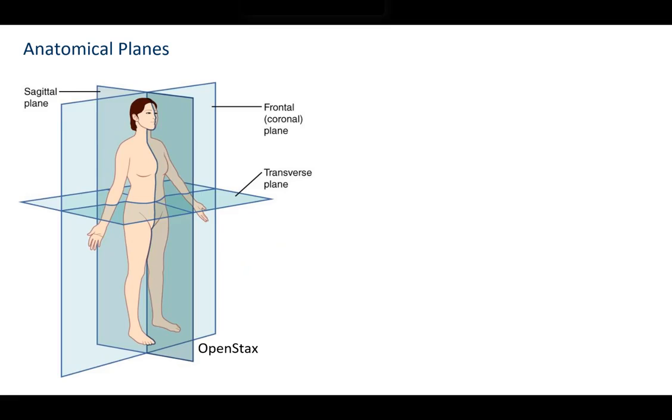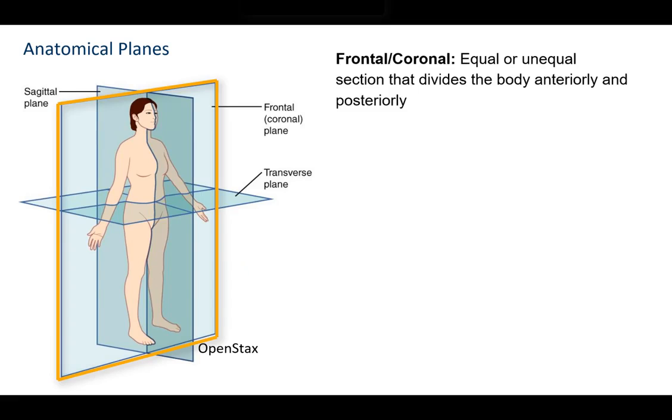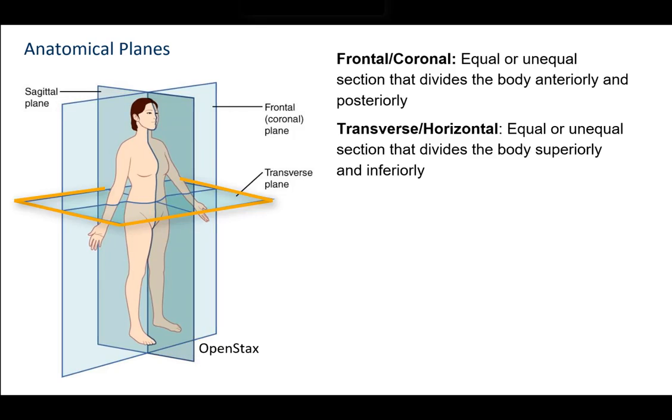There are planes within the body that divide it into sections. We can see the main three on this diagram. Frontal or coronal is this plane that equally or unequally divides the body into anterior, front, and posterior, the back, parts. Next, we have the transverse or horizontal plane that equally or unequally divides the body into superior and inferior parts.